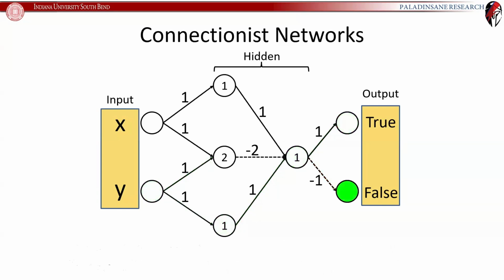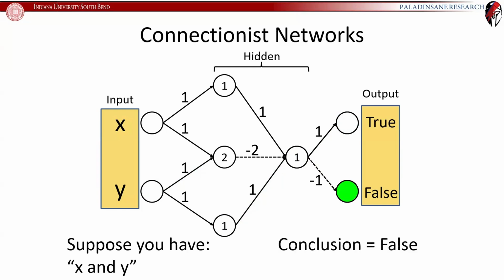All right, suppose you have X and Y. In this case, you have X and Y not allowed. You can't do both. So will this network come to a conclusion that this is false? Will this network say, no, no, no, this is not true, this is actually false in this case? Well, let's see what occurs.